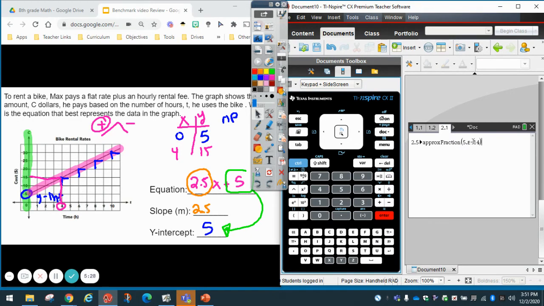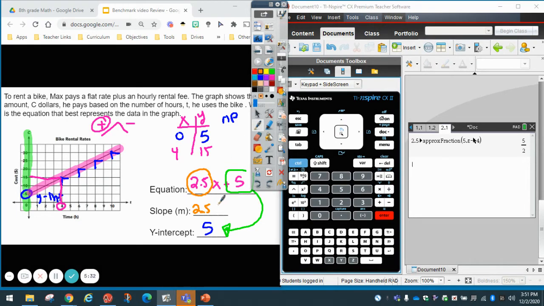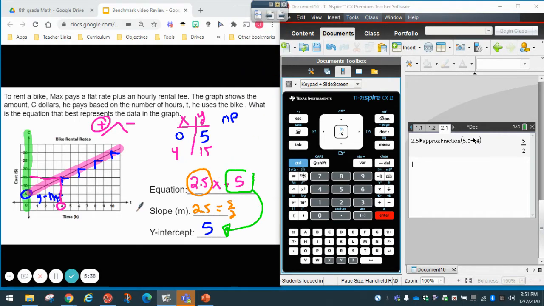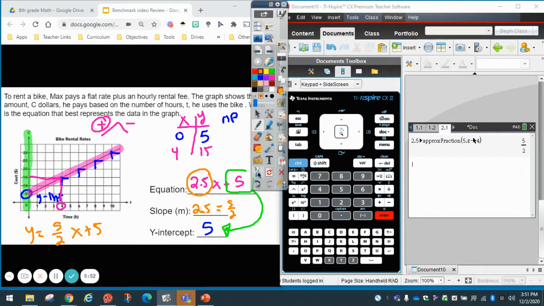So now we have our decimal and we have our fraction. We want to convert it. So click enter. So we know that 2.5 is equal to 5/2. If I were to rewrite this in a fraction way, I will have y is equal to 5 over 2 x plus 5. Both of these mean the exact same thing. 2.5 is 5/2. Let's go on to the next one.